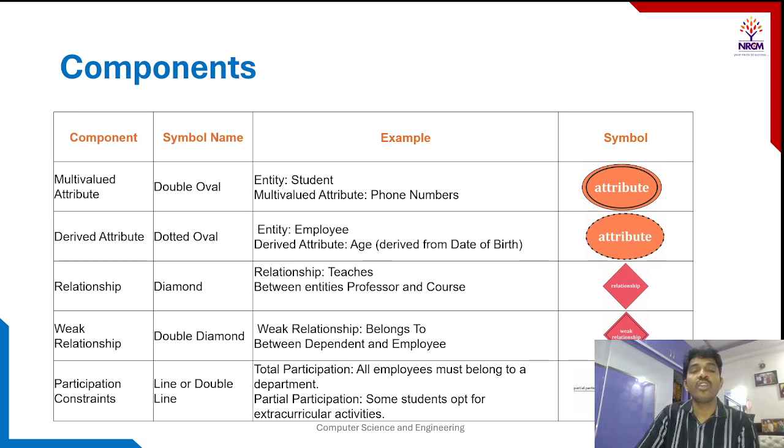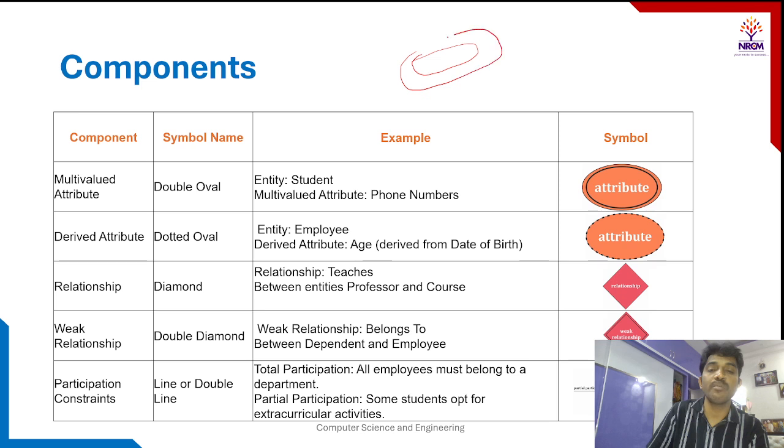Next, a multi-valued attribute. For example, some members have more than one phone number. Then we call it a multi-valued attribute. We represent it with the double oval symbol. By using the double oval symbol, we represent multiple phone numbers. Phone number is an example of a multi-valued attribute.